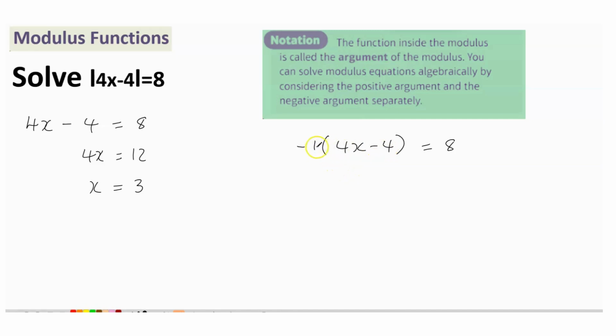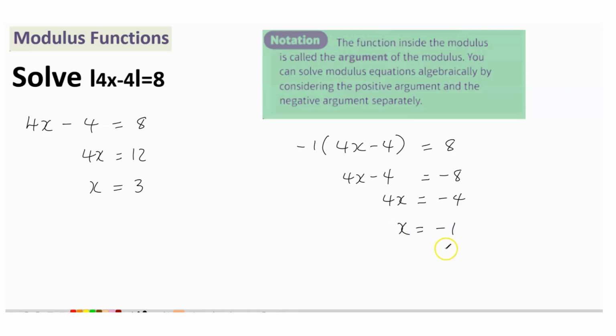Here we can distribute the minus 1 over the bracket, or we can divide both sides by minus 1. So let us divide both sides by minus 1. Therefore, I would have 4x minus 4 equals minus 8. We need to solve for x, so we add 4 both sides. Therefore, we would have minus 4. And 4x equals minus 4. To get x, we divide both sides by 4. So x equals minus 1.